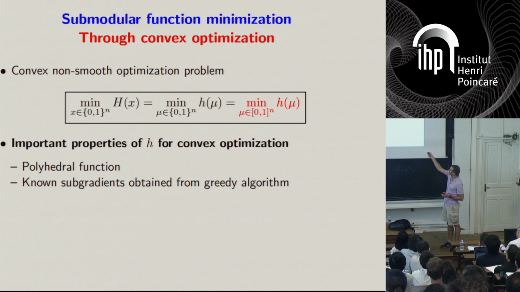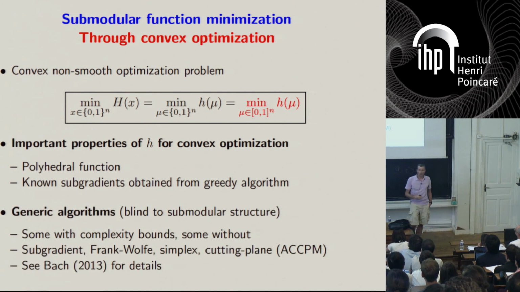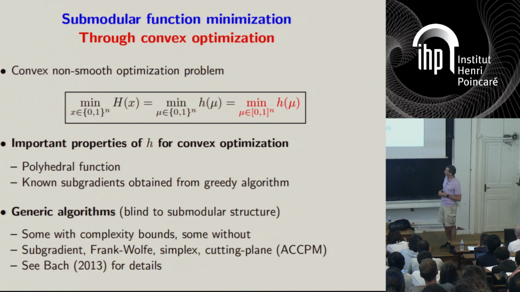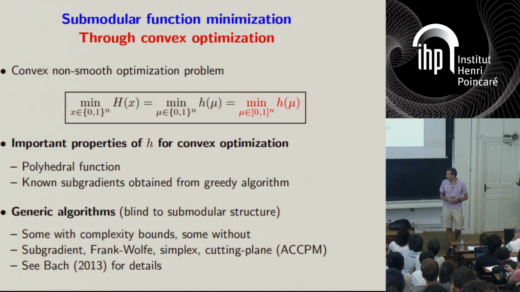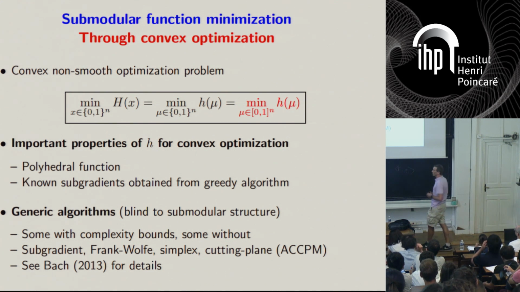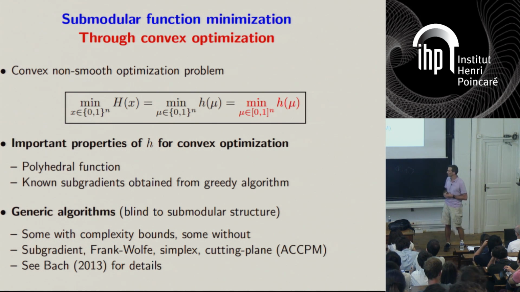I have a convex function on a convex set, and so you can use any of the algorithms, and those algorithms are totally blind to the submodular structure. Once you know how to do this, whether it comes from a submodular problem or not doesn't really matter. So you can use any trick in the book: subgradient, Frank-Wolfe, simplex, cutting planes. You can use anything that you like on that problem. If you want to know more, you can look at my monograph. Here we escape this high power in n because we use very simple first-order techniques to minimize. And if you want to know more, really do look at the book.